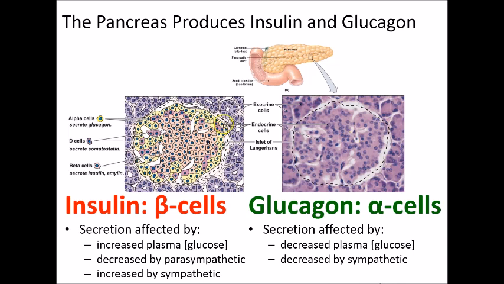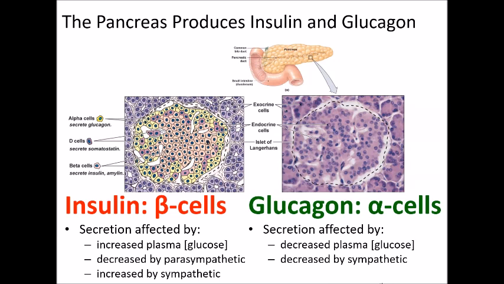This figure just shows the pancreas. The pancreas has both exocrine and endocrine function. The endocrine function of the pancreas includes alpha cells, beta cells, delta cells, and, not shown here, F cells. The ones we're interested in today are the beta cells, which produce insulin. Secretion of insulin is affected primarily by increased plasma glucose.